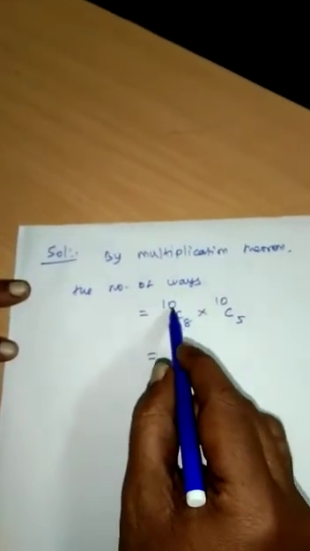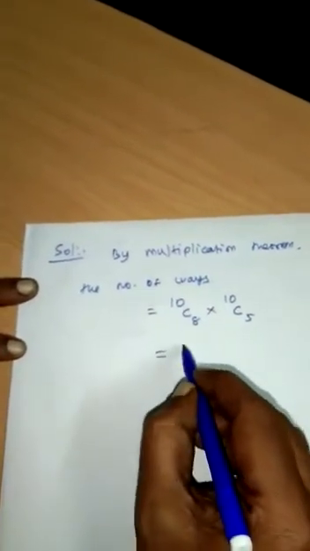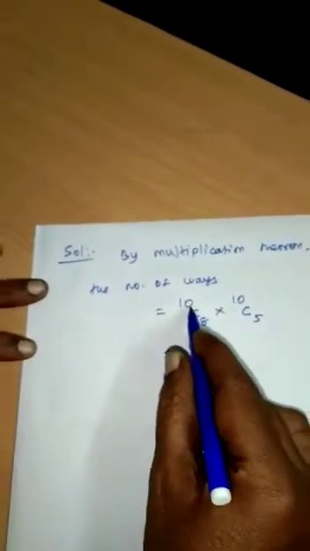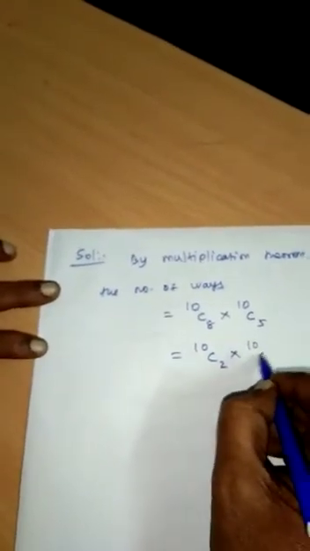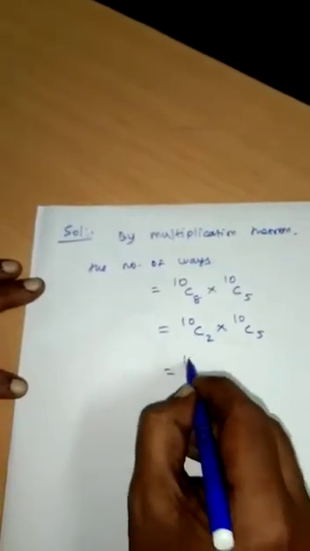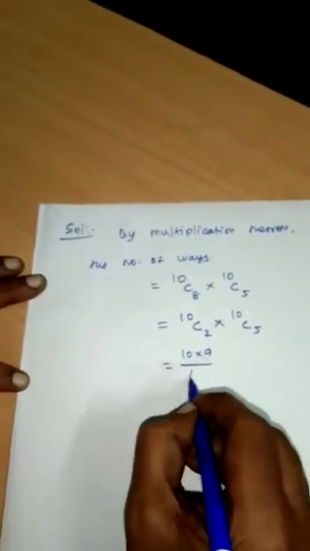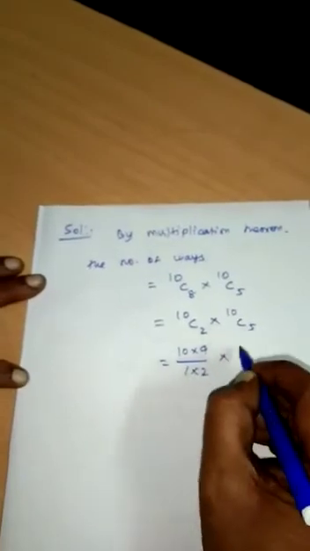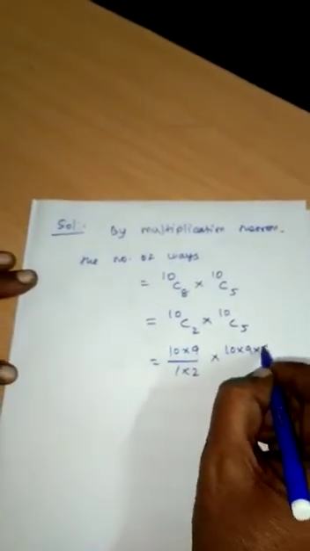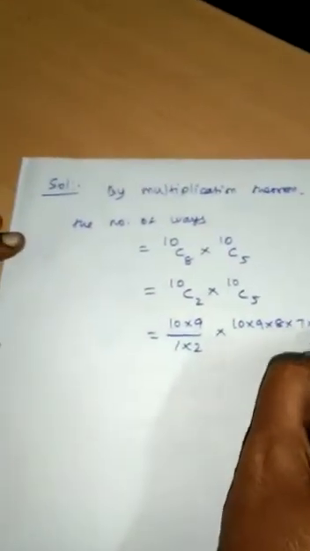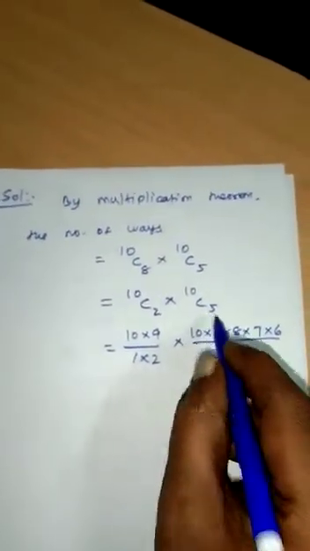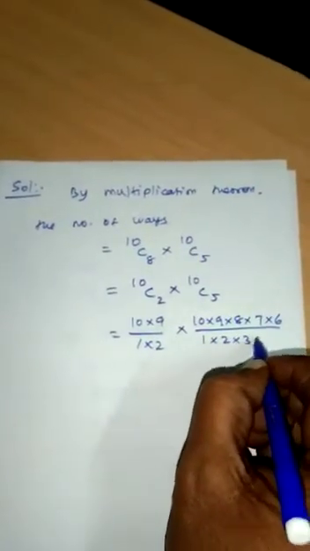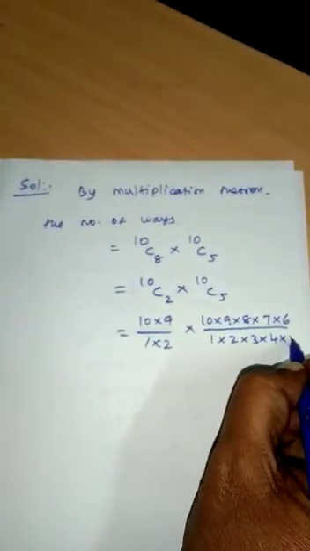Therefore, minimize it: 10 minus 8 is 2. That is 10C2, here is 10C5. Then the value: 2 numbers, 10 into 9 by 1 into 2. Here, 10 into 9 into 8 into 7 into 6, 5 numbers, by 5 numbers, 1 into 2 into 3 into 4 into 5.